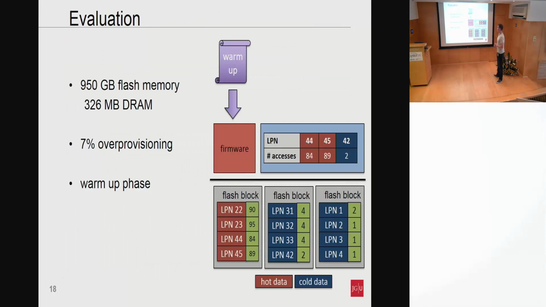So let's take a look at how we evaluated our system. Even though we are now independent from flash memory and we have a self-adapting classification threshold, we still want to keep up with the results of the related work. For that, we implemented an SSD simulator, which we configured with 950 gigabytes of flash memory, and we equipped it with 326 megabytes of DRAM for the classification process.